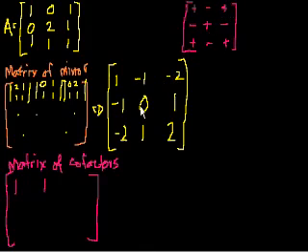Then you have plus times minus 2 is minus 2. Then you have a minus here. Minus times minus 1 is positive 1. Plus times 0 is still 0. Minus times 1 is minus 1. Plus times minus 2, that's minus 2. Minus applied to 1 is minus 1. And then plus applied to 2 is just 2. And we have our matrix of cofactors. And we are more than halfway done with inverting this matrix.